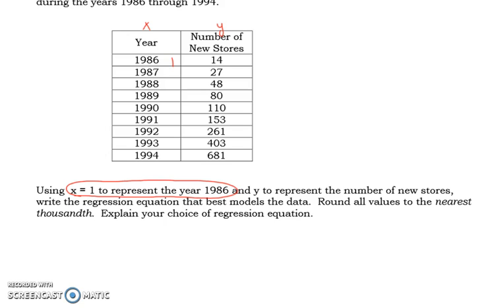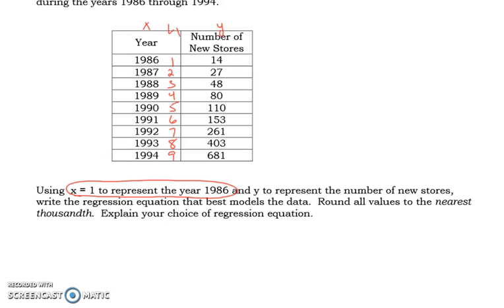Okay, so now it says use x equals 1 for 1986. When I go to my calculator, if 1986 is 1, that means 1987 is going to be 2, and 1988 would be 3, and 1989 would be 4, and each one of these is going up by a year, so each one of my x values is going to go up by 1. So my L1 is not going to be the years, it's going to be those x values 1, 2, 3, 4, and 5. The y values are going to be the L2, which is the number of new stores.